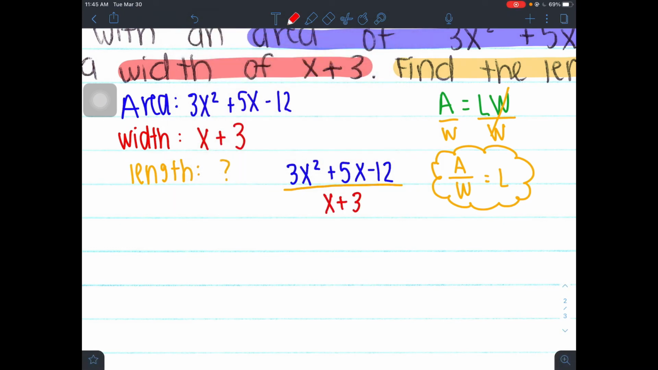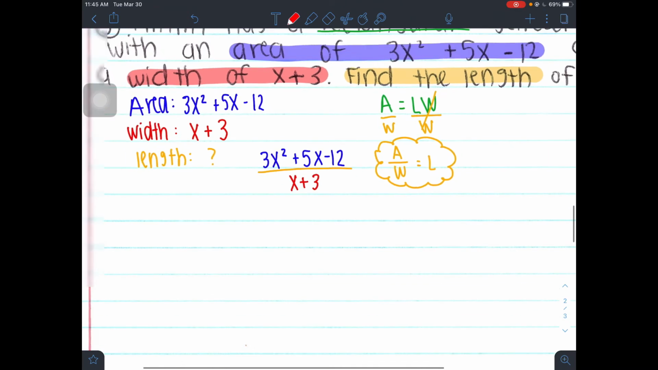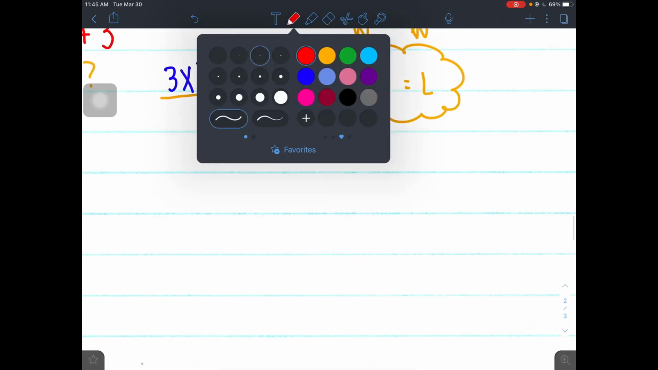So they basically want us to divide out polynomials here. Take your trinomial, divide it out by x plus 3 to find the missing expression, right? So they're basically giving you one expression. They're giving you x plus 3. They want you to find the other expression. So let's go ahead and find that. Okay, so let's factor that numerator part up.